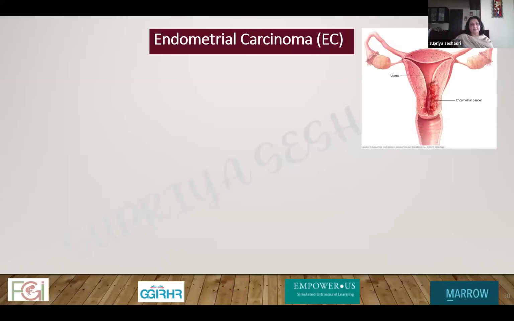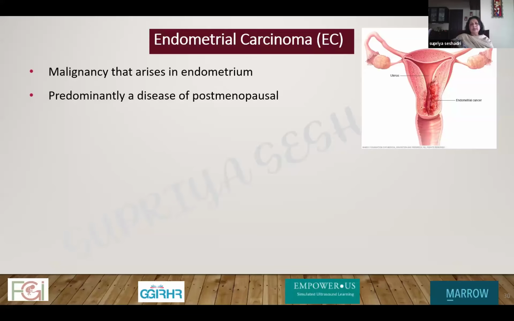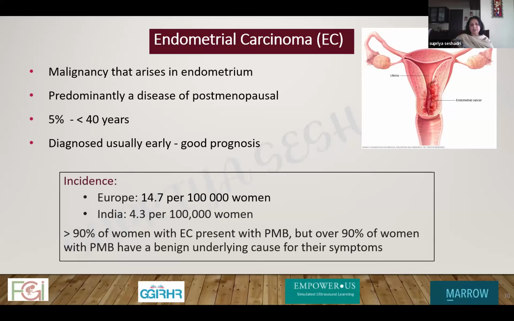The next category, which we all are very worried about and which we should be watchful for, is endometrial carcinoma as a cause for the thickened endometrium. This is predominantly a disease of the postmenopausal group. However, 5% is seen in less than 40 years of age. It is diagnosed usually early and therefore has a good prognosis. The diagnosis is usually early because most of them manifest with abnormal uterine bleeding.